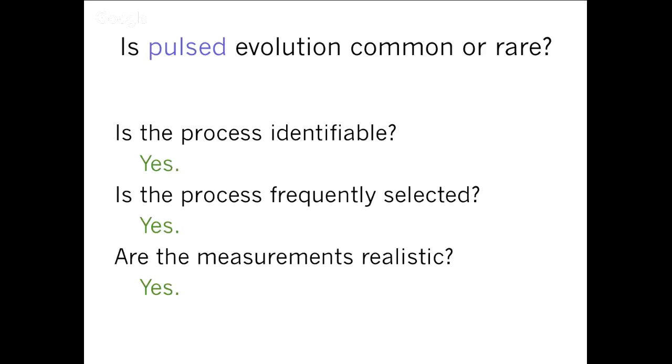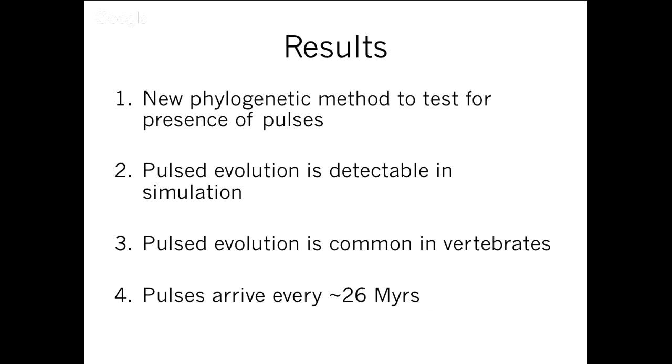So from this, we can conclude the measurements are realistic, or at a minimum plausible. To summarize this small empirical study, this work introduced a phylogenetic method to compare the presence of pulses with respect to other macroevolutionary modes. We found that in simulation, pulsed evolution is detectable. We found that in empirical data sets, pulsed evolution is common and perhaps something we should be more sensitive to in the future. And to introduce another metric in the study of natural history, our study shows that these pulses arrive on the order of every 26 million years. That suggests something about how often we might expect rapid evolutionary changes to occur in the diversity of life we see today.